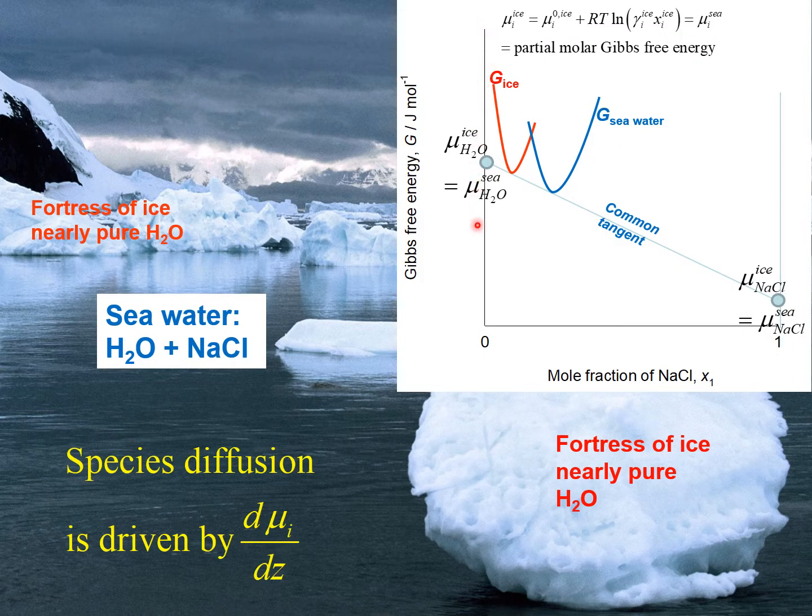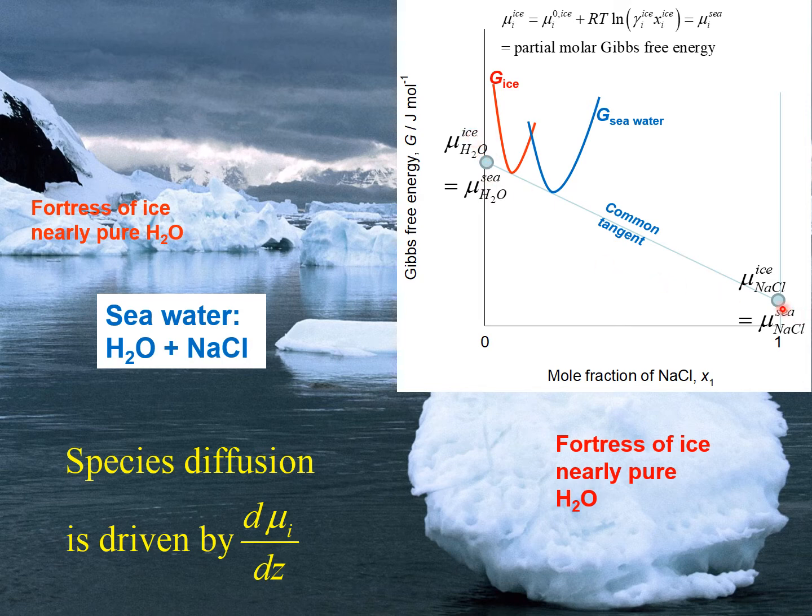This graph plots the molar Gibbs free energy of ice and seawater as a function of mole fraction of sodium chloride. The phase equilibrium between the ice fortresses and seawater is described by the common tangent. This common tangent intersects the y-axis at this point, at which the chemical potential of water in the seawater is equal to the chemical potential of water in ice.